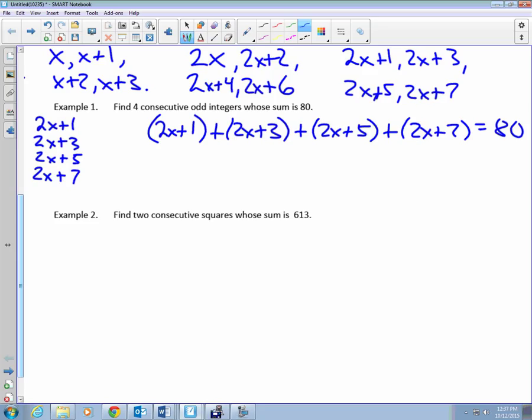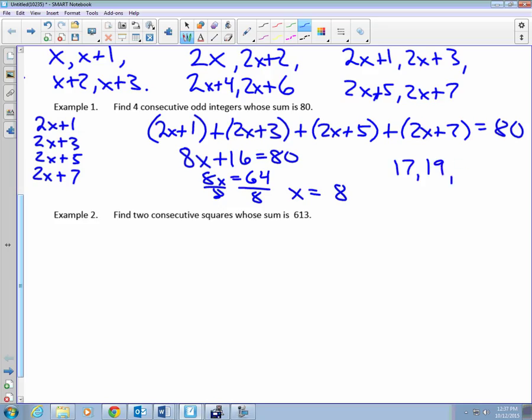Now I'm going to add them up. How many x's do I have? 8x. And then what do my constants add up to? 16 is equal to 80. Solve. 8x is equal to 64. Divide by 8. x is? Good. Is that my answer? Why? Yeah, I got to plug it back in. So 2 times 8 is 16 plus 1 is 17. 2 times 8 is 16 plus 3 is 19, so on and so forth, and you're going to get these four numbers. Does that make sense?